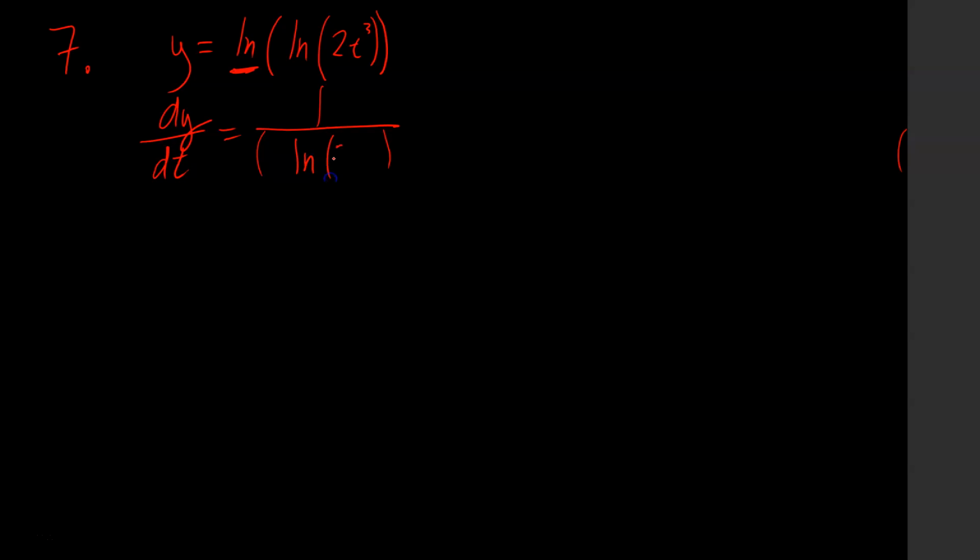So y is the natural log of 2t cubed. We're actually asked for dy dt. And we're actually taking the derivative of this natural log first, which has a derivative 1 over the input. That input is natural log of 2t cubed, which has a rate of change of 1 over its input, which is 2t cubed, which has a rate of change of 6t squared.